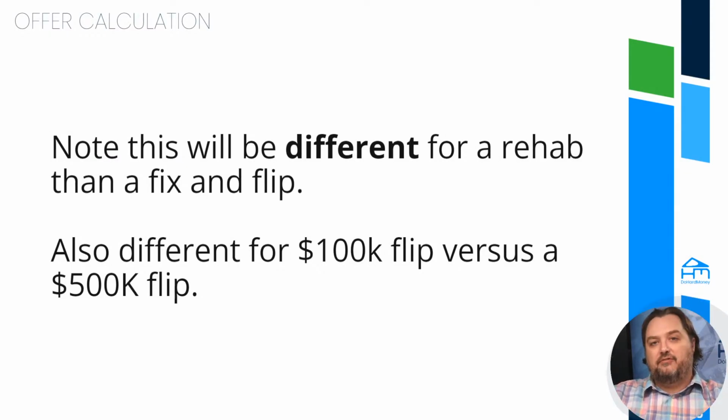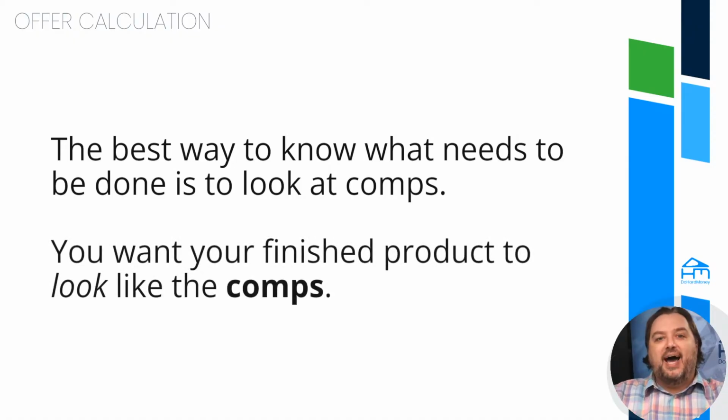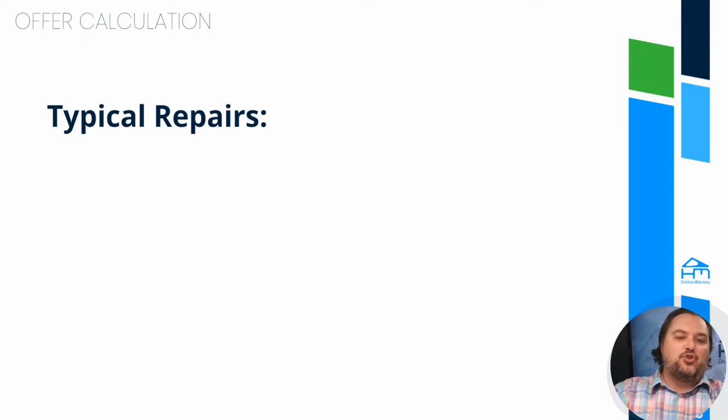This will be different for a rehab than for a fix and flip. This will be different for a rental. So, it's going to be different. If it's a $100,000 flip versus a $500,000 flip, you're going to have differences. But the great thing is you can find out what you need to do by looking at those comparables. You determine that, look at the comparables, what is the finished product, and you want your property to be just like that one, except I like to add one little extra. If everything has vinyl floors, I like to add tile or something like that to make it just a little bit nicer without costing me a whole lot more money.